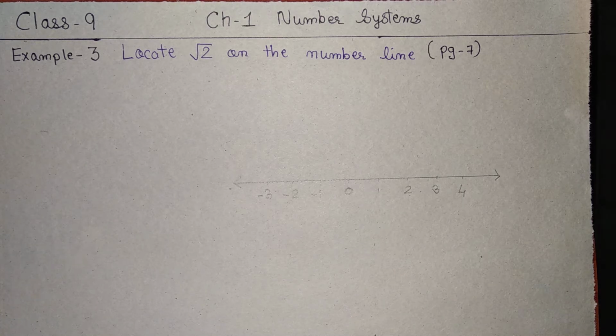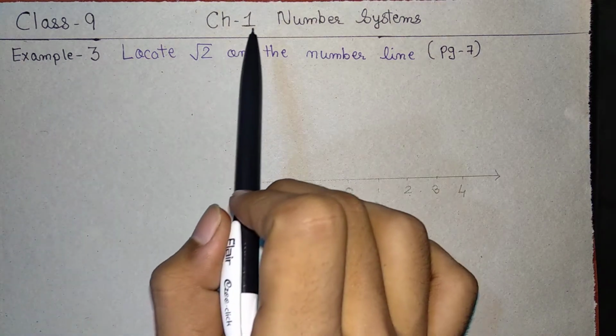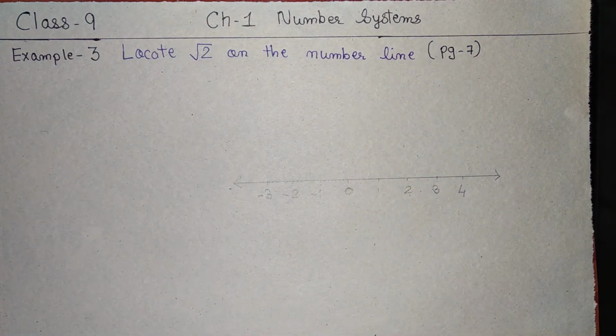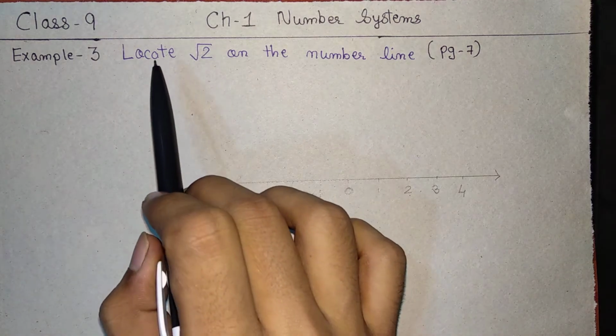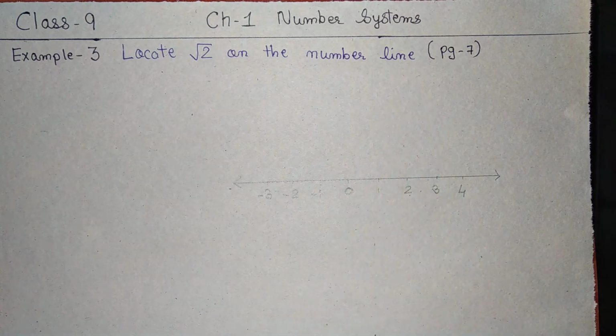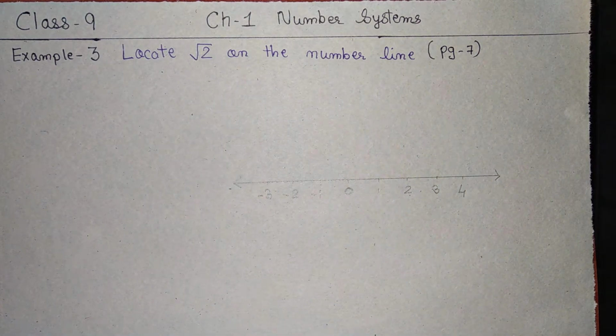In today's video, we are going to solve example 3 of chapter number 1, Number Systems, which is on page number 7. So let us start the question. We have to locate root 2 on the number line.